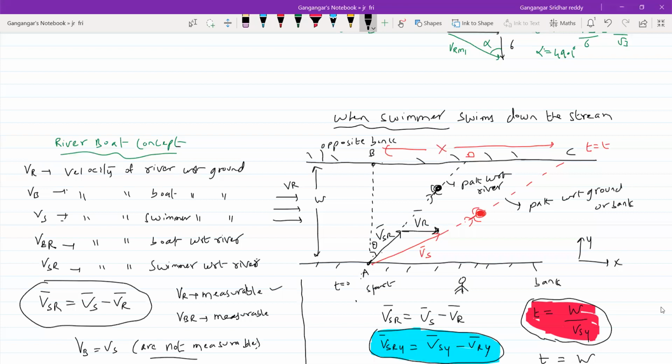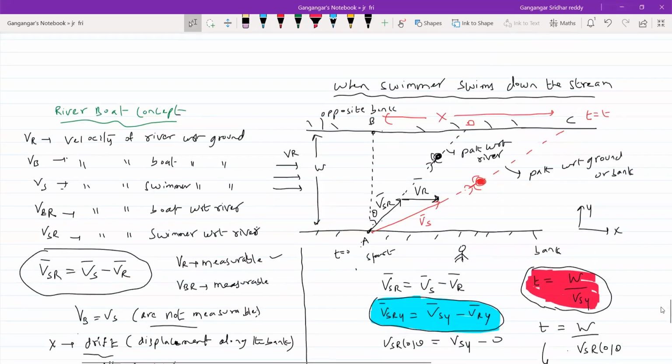So that's a condition I brought in. Whenever you swim down the stream, these are the equations you are going to take help of. So let's go for when he swims up the stream. When the swimmer swims up the stream, what conditions are there?